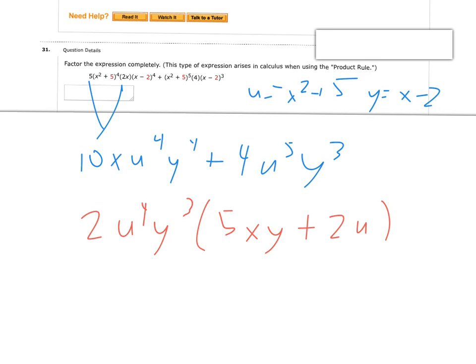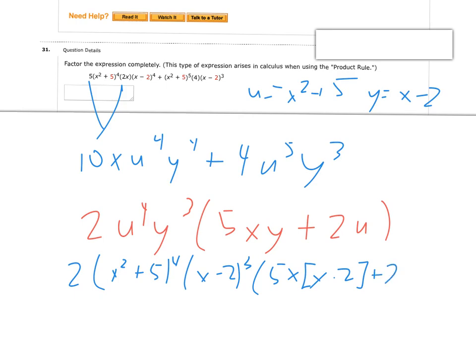And now I can plug back in. So I got x squared plus 5 to the 4th. And then I got x minus 2 to the 3rd. And then here I got 5x, and I'll do a bracket with an x minus 2. And then plus 2 with a bracket, x squared plus 5. All right. And so we get here, it's 5x squared minus 10x. We just got to simplify in here, plus 2x squared plus 10.